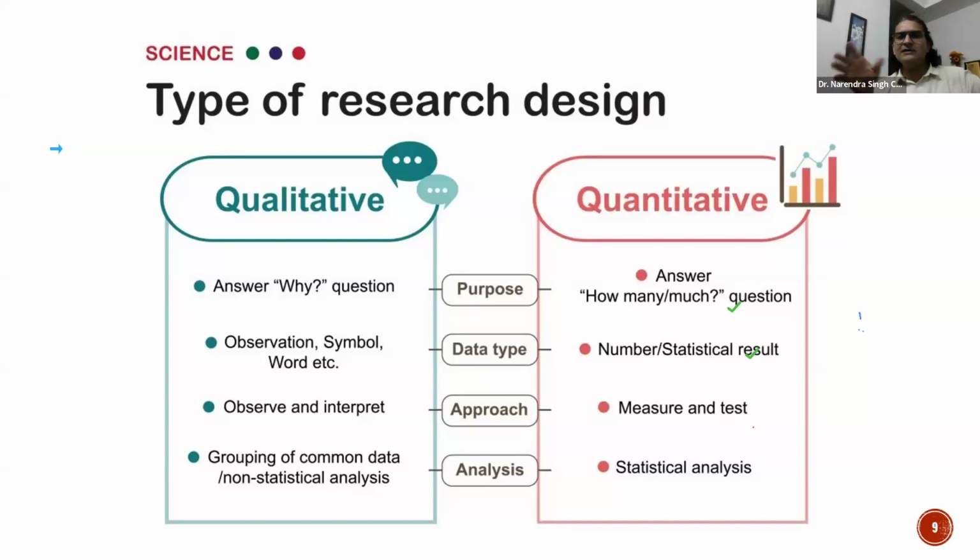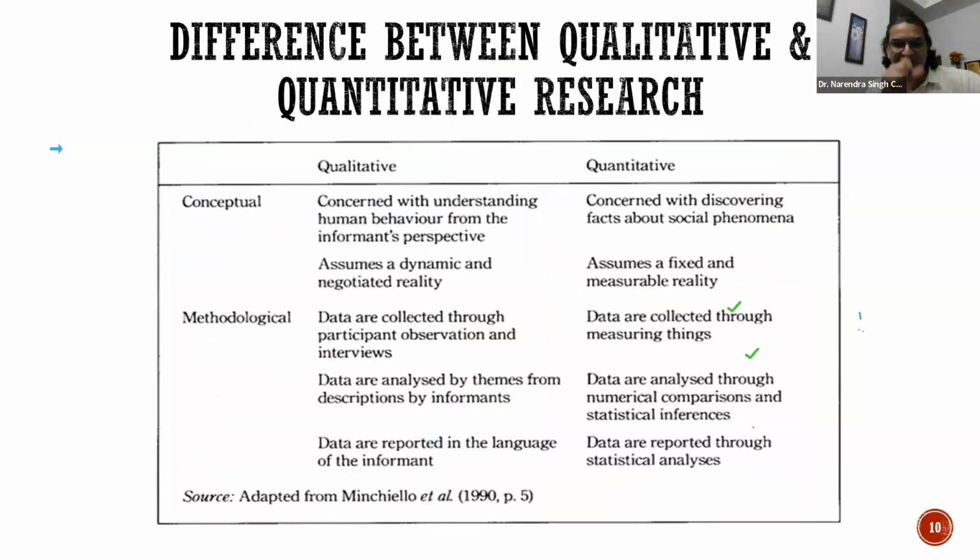Now, when I talk about the qualitative conceptual part, it is concerned with understanding human behavior, as I talked about earlier. It is concerned with discovering the facts about social phenomena, like how many people have a similar kind of feeling about a certain phenomenon. So, assuming a dynamic and negotiated reality, your reality is different from mine. My reality is different from yours.